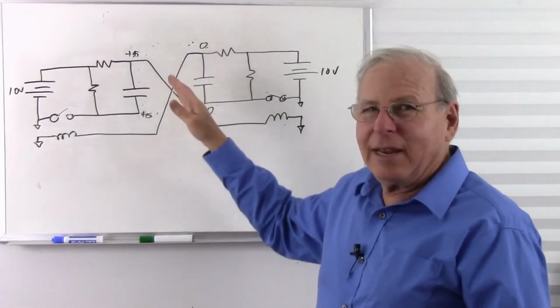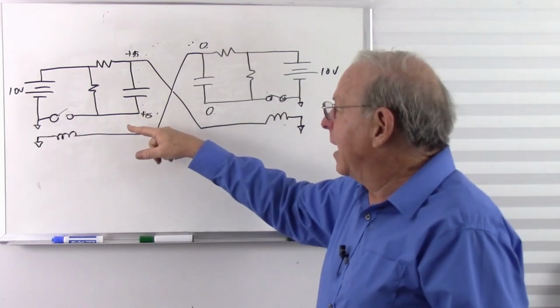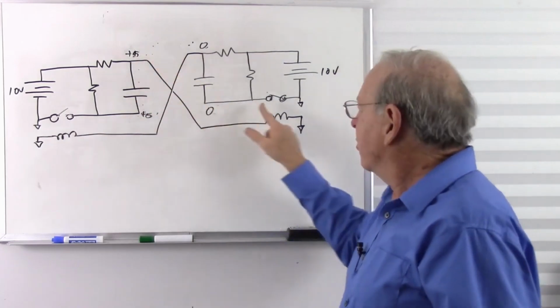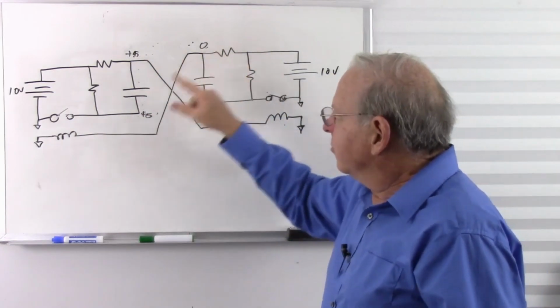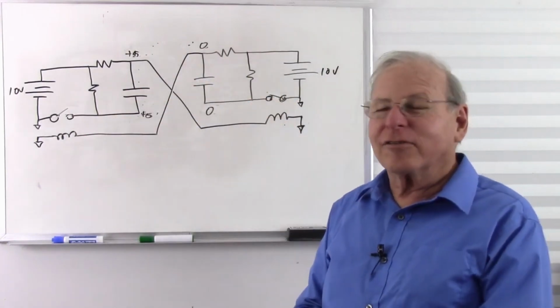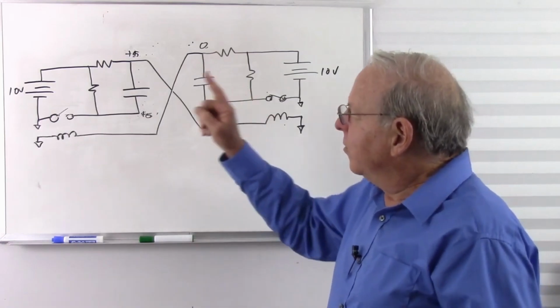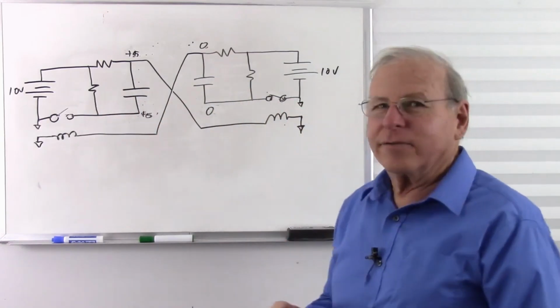I don't want to keep repeating that, so if you want to follow the cycle again, just back it up and follow what happens. First, this one charges and triggers this one. Then that one charges and triggers that one. One charges, then the other charges. And what I've just done is made an astable multivibrator with relays instead of transistors.